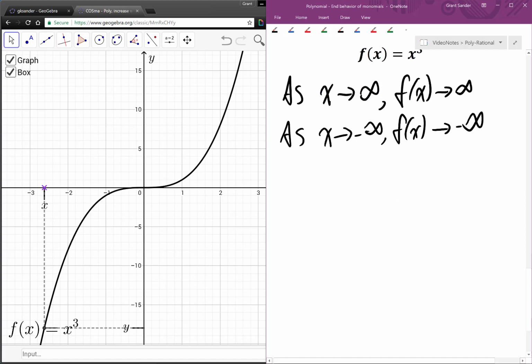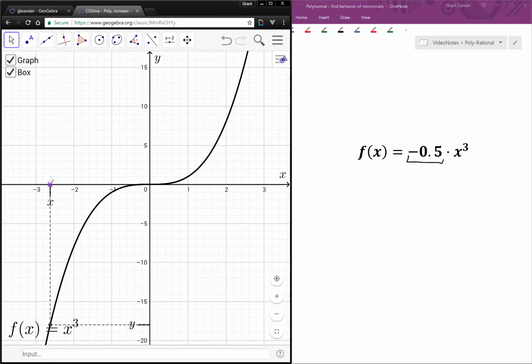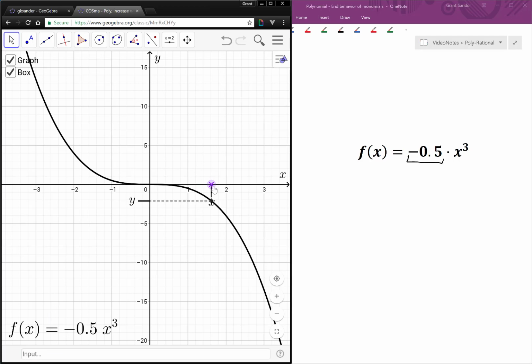So what happens if we multiply by a negative number? So what if we look at negative 0.5 times x cubed? You should notice that multiplying by a negative number should flip our sign, and this 0.5 means our output should be half as large as before. So let's go ahead and enter that in and see what the graph looks like. So now for values of x greater than 0, f of x is less than 0, and when x is less than 0, f of x is greater than 0. So we kind of just switched signs there.